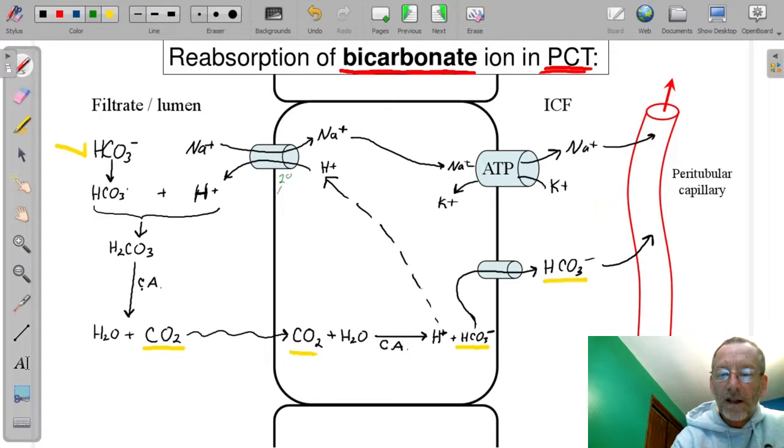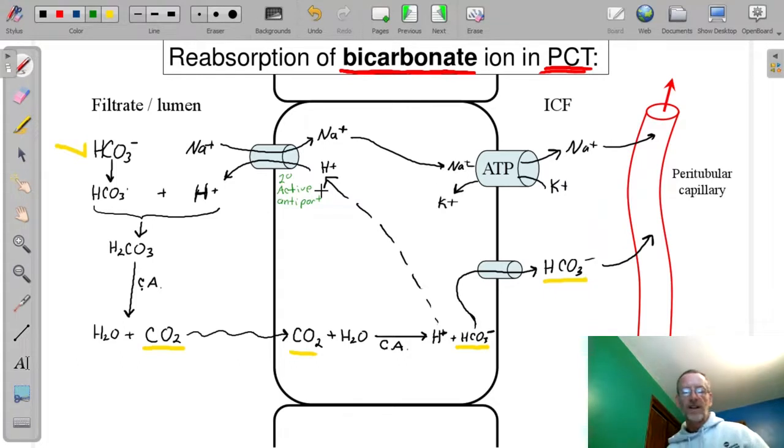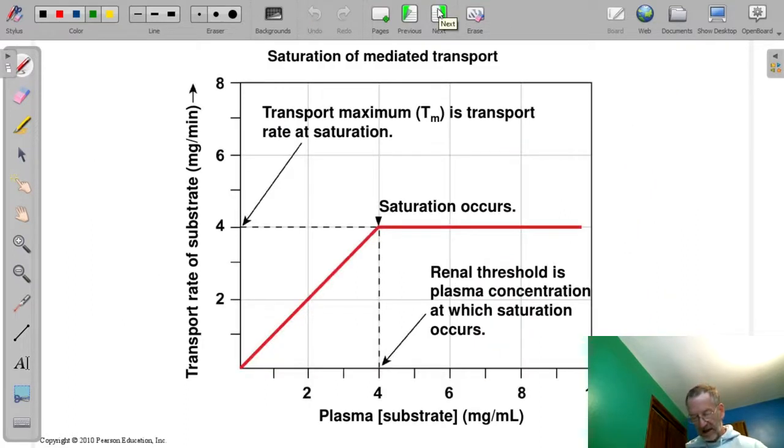Secondary active antiport. It's secondary active because it's relying on the sodium again, diffusing down its gradient. Okay, well, what this should impress upon you is that none of this reabsorption can take place without a series of membrane transporters. So that takes us into the next couple of slides as we wrap up this lecture.